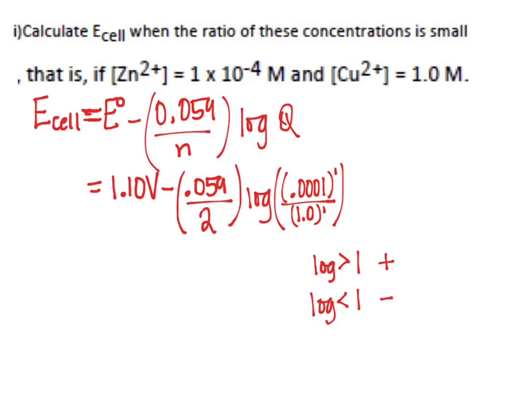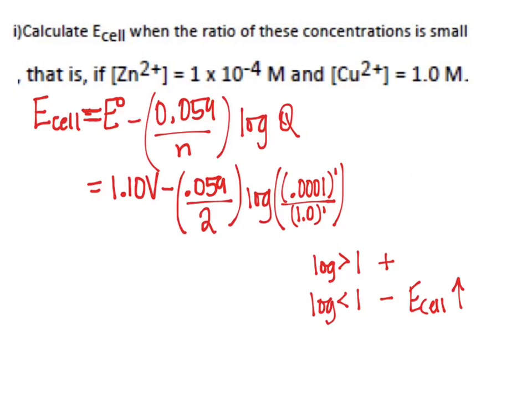Okay, so let's do a prediction here. If we take 0.001 divided by 1 and take the log of that, is that number going to be greater than 1 or less than 1? It's going to be less than 1, which means the log is going to be negative. And if we're subtracting a negative, then what's our E cell going to do? Our E cell is going to go up. So we're predicting that our E cell should increase. Is it going to be by a lot? It just depends. Probably by a little.